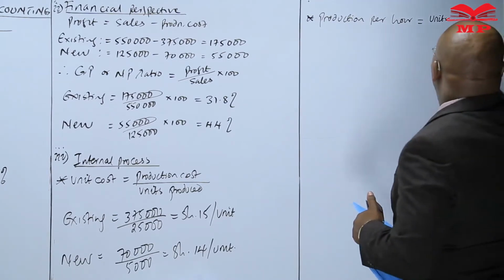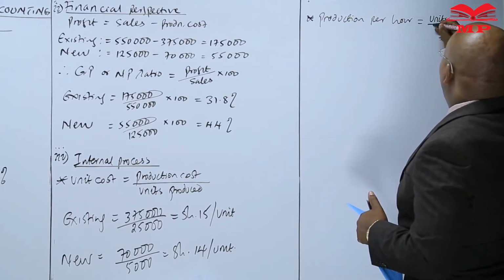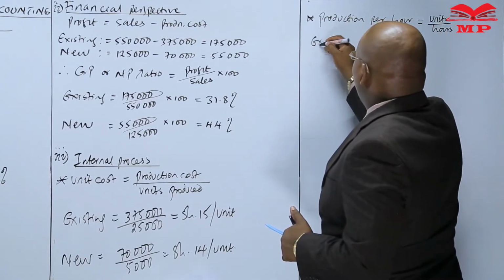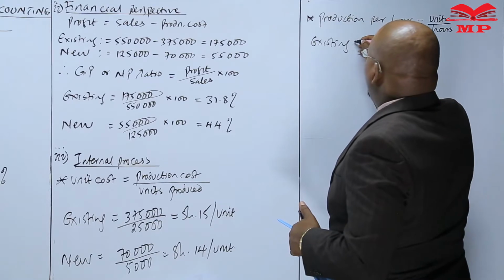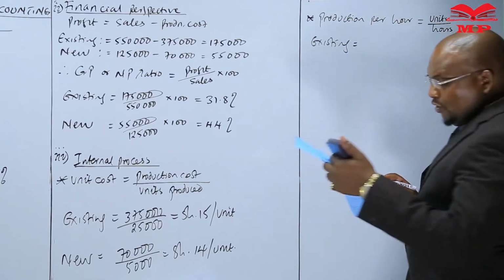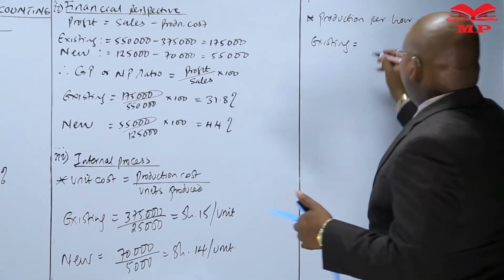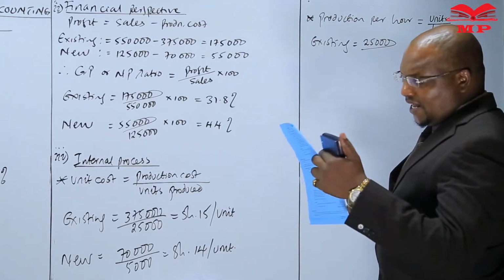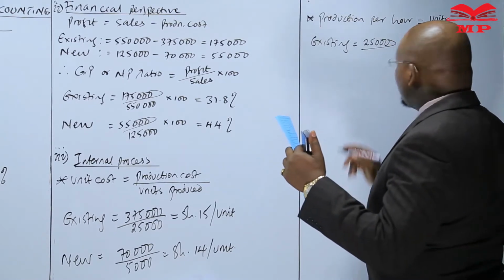So you can say here, this is units produced divided by the hours. Like we have existing. The number of units produced, of course, we know they are 25,000. The number of hours that has been used in this existing is 5,000.